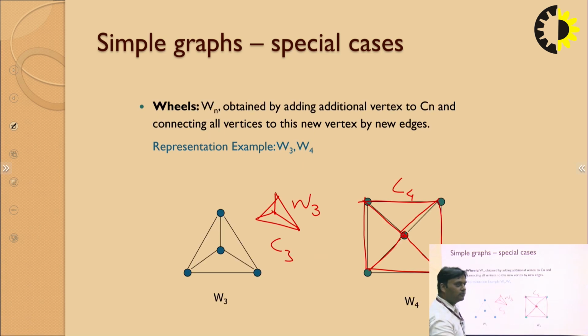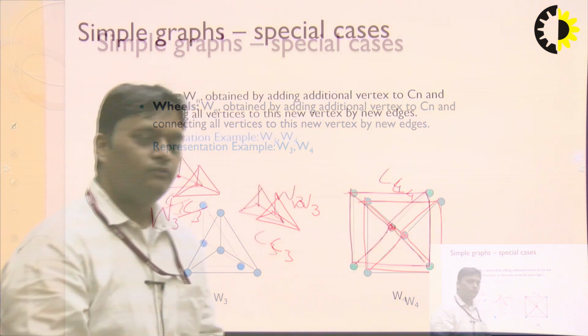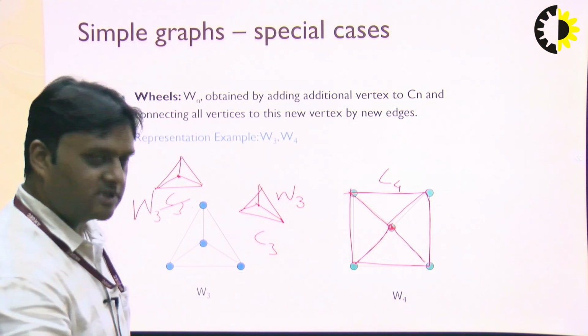Next topic, wheels. Wheels are represented with symbol W and n represents number of vertices in a wheel. A wheel is obtained by adding an additional vertex to Cn and connecting all vertices to this new vertex by new edges. Means if we take a cycle of 3 vertices and we add a vertex inside it and connect with all remaining vertices, then this cycle becomes W3. Thank you. We will continue with other topics in next video.